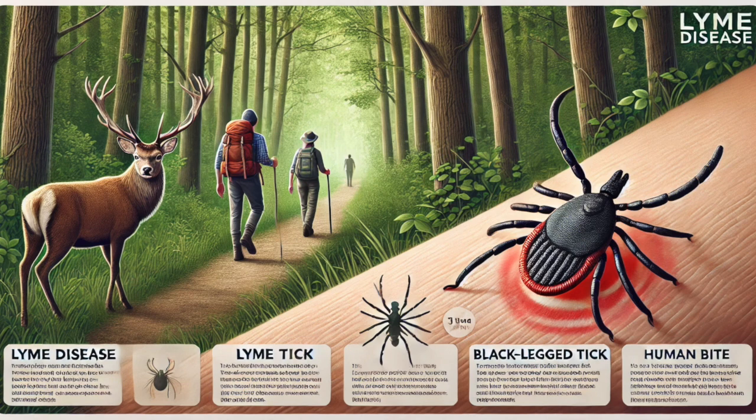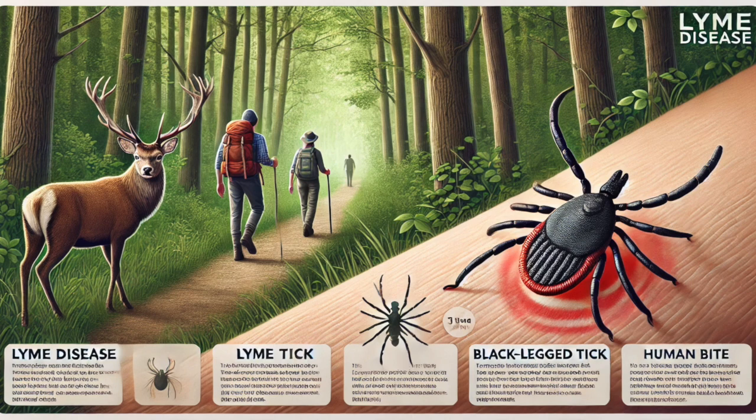Absolutely. Also, at this stage, people can start having neurological symptoms. Like the Lyme meningitis we talked about before. Yeah, meningitis is definitely possible, especially in kids. But sometimes there's also something called facial nerve palsy, where the muscles on one side of the face get weak or even paralyzed. Oh, wow.